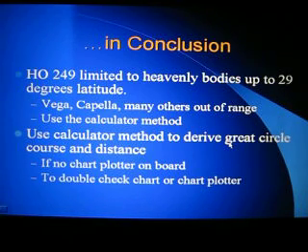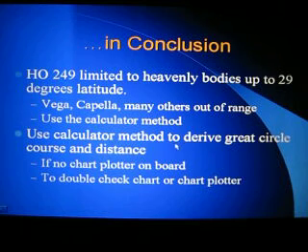All right, in conclusion, HO 249 Volume 2 is limited to heavenly bodies up to 29 degrees latitude. Vega, Capella, and there's a lot of other very good stars for celestial navigation that are outside of that. So use the calculator. If you happen to shoot those stars, sometime you're out at night and Vega's very bright, you want to shoot it, go ahead. Pull out this form, forget the sight reduction tables, and solve it for Vega with your calculator.